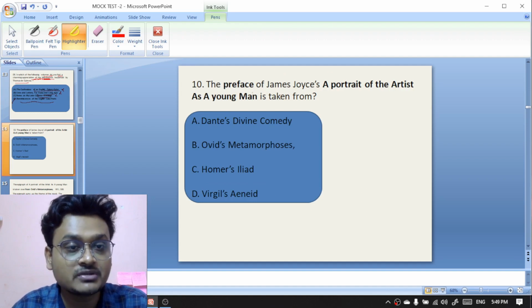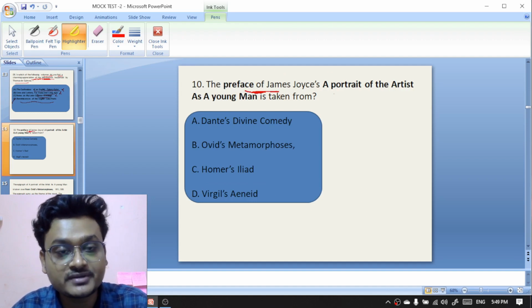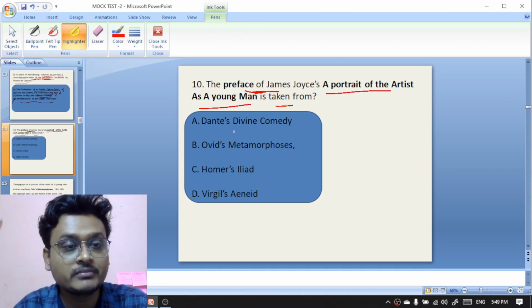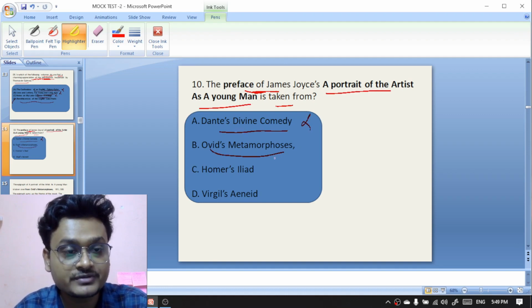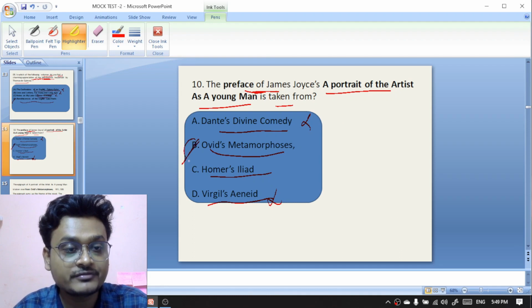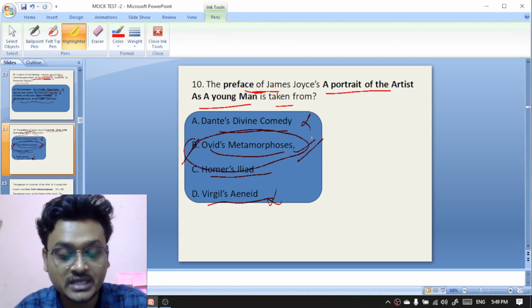Next question: the preface of James Joyce's magnum opus, A Portrait of the Artist as a Young Man, is taken from Dante's Divine Comedy, no. Ovid's Metamorphoses, Homer's Iliad, Virgil's Aeneid. So the preface has been taken from Ovid's Metamorphoses. So B is the right option here.